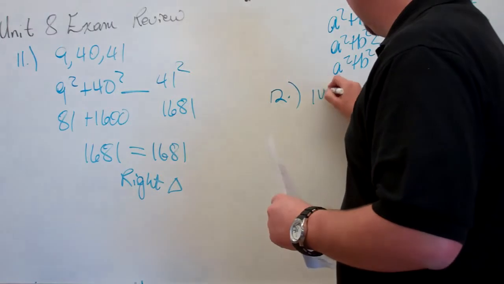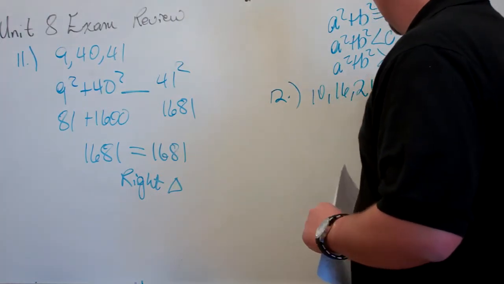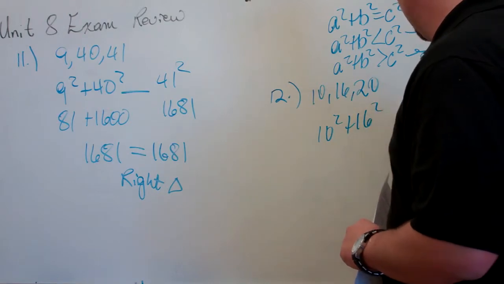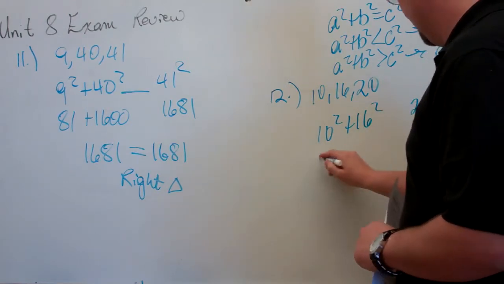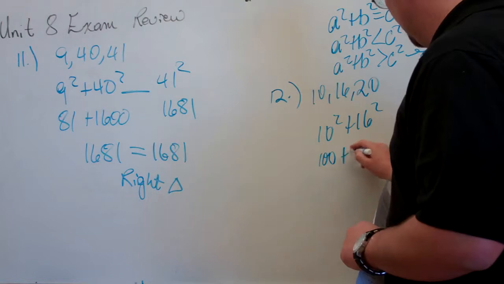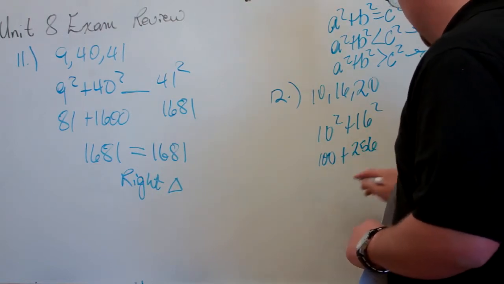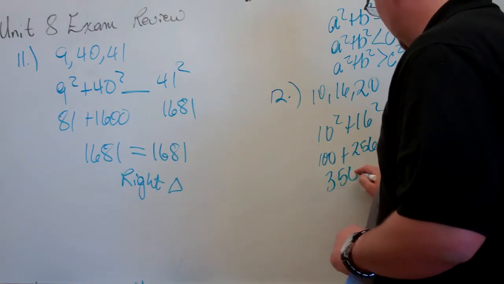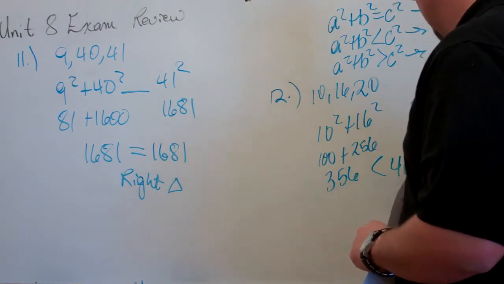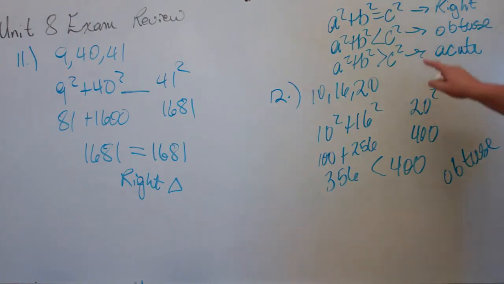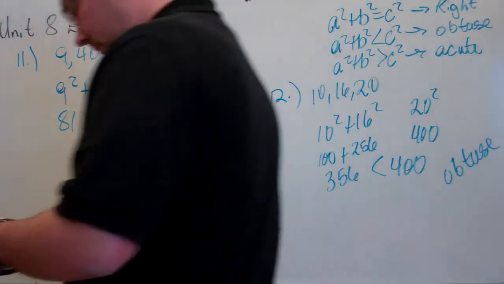Number 12 is 10, 16, and 20. So 10 squared plus 16 squared, and 20 squared. 100 plus 256, and 400. So 356 is less than 400. So that means this triangle is obtuse. Right? Because c squared is bigger than a squared plus b squared, so that means it's obtuse.